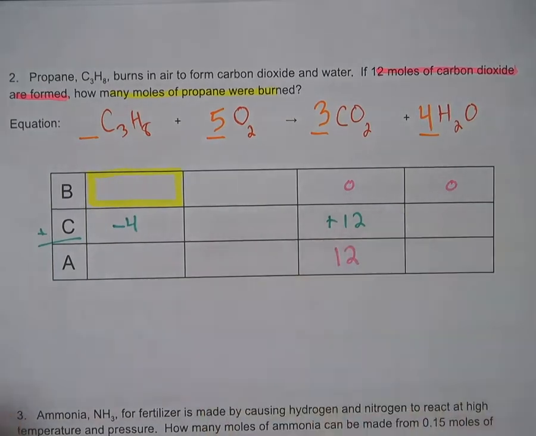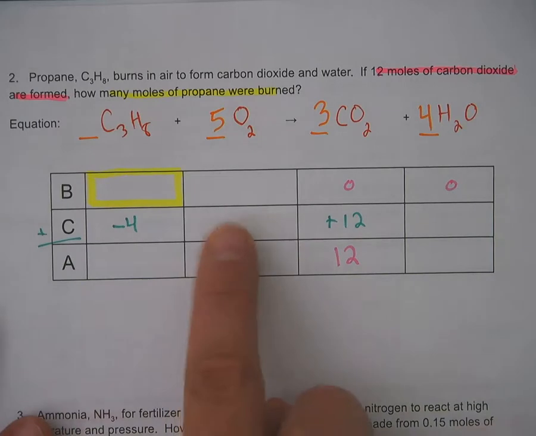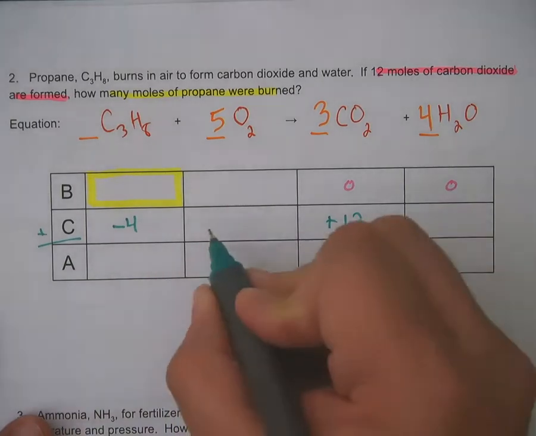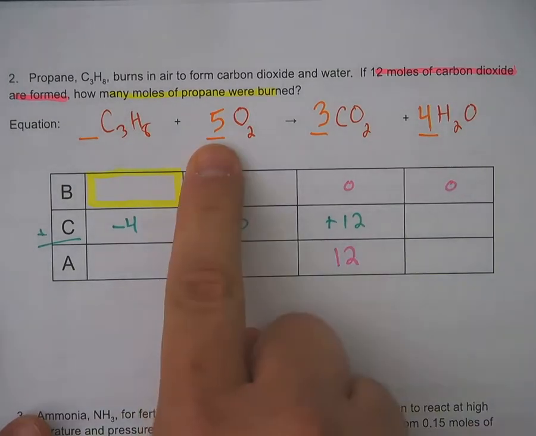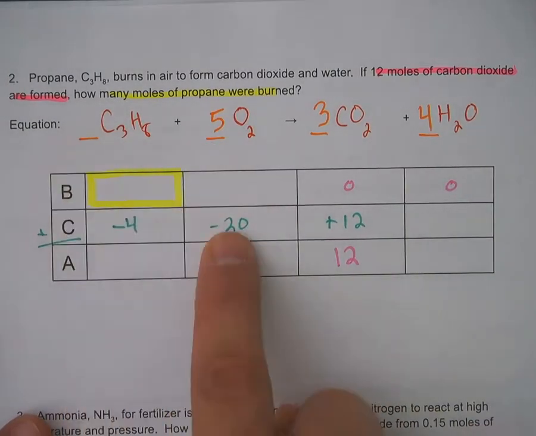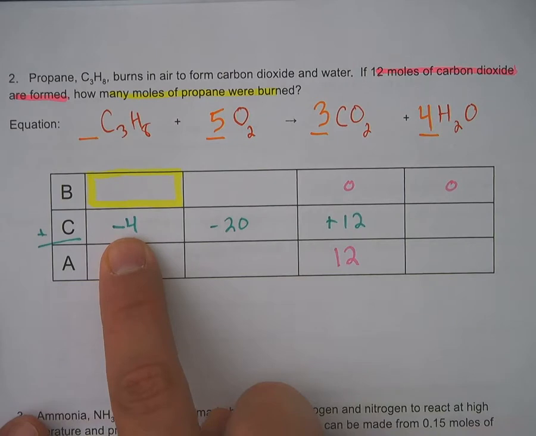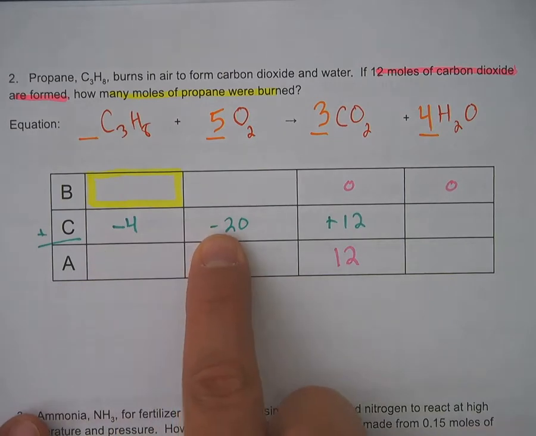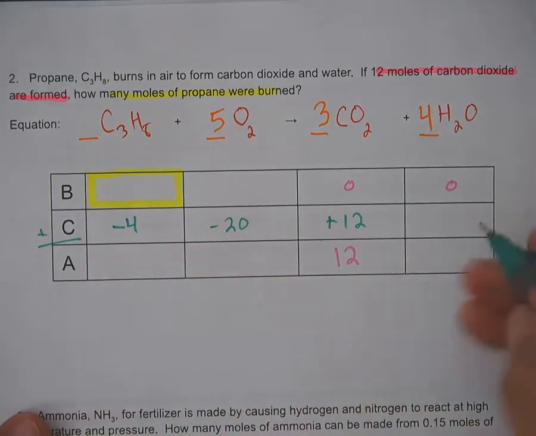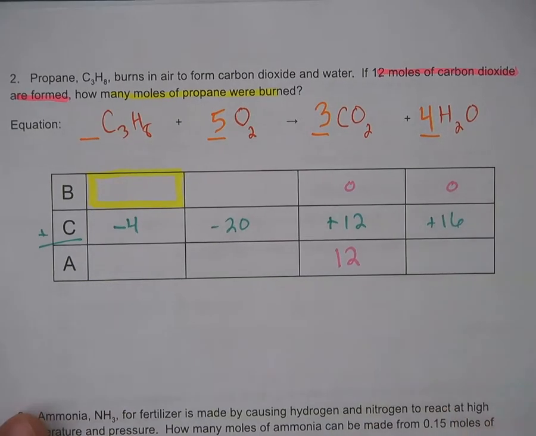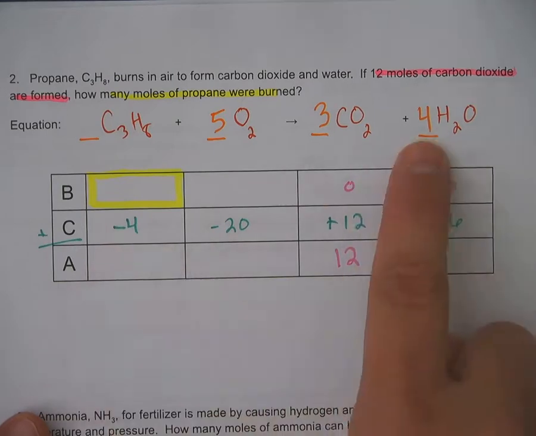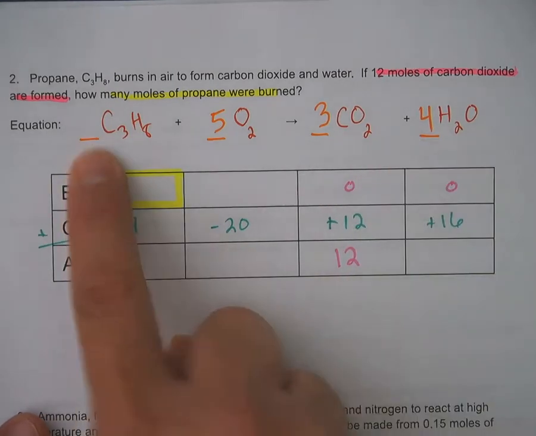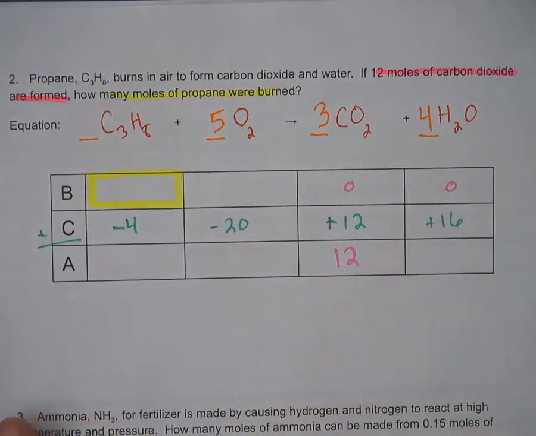Now, if I wanted to practice filling in the rest of the table, which I think is worth it, this number here is going to be negative 20. And why? Because 5 is 5 times bigger than 1, and 20 is 5 times bigger than 4. Negative, again, we're on the reactant side. And this number here would be positive 16. Because 16 is 4 times bigger than 4, just like 4 is 4 times bigger than 1. But positive because we're making this.